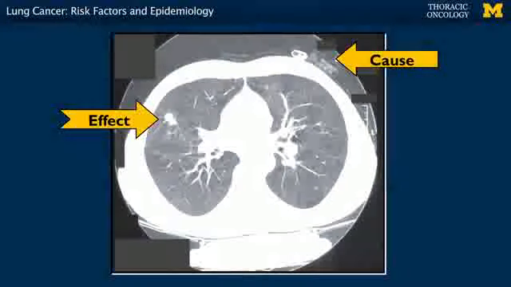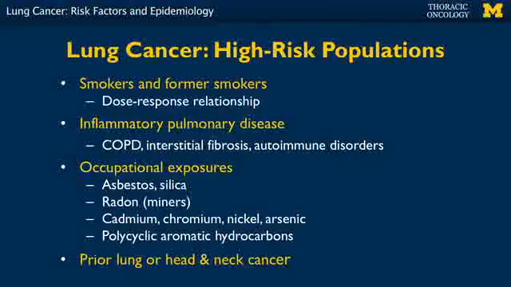So what are the risk factors for lung cancer? Well, the major risk factor for lung cancer is tobacco smoke, as seen on this cross-sectional CT image, where the arrow labeled effect is pointing to a tumor in this person's right upper lung, while the cause arrow is pointing to a cross-sectional cut of a pack of cigarettes and a Bic lighter. So the high-risk populations for development of lung cancer are primarily smokers and former smokers with a clear-cut dose-response relationship. The more one smokes, the higher the risk of developing lung cancer.